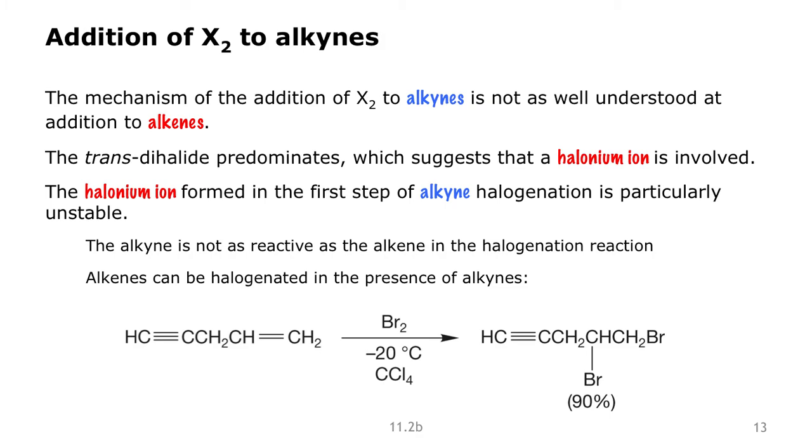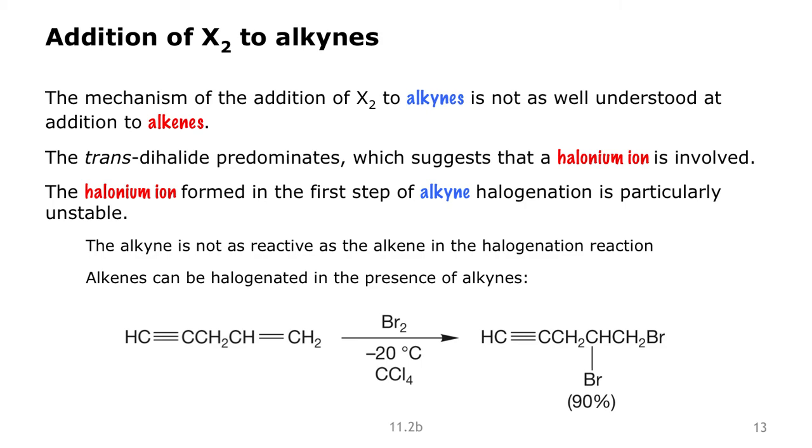Not only is the addition of halogen to alkynes less synthetically useful, it's also a bit of a puzzle for organic chemists. The mechanism of the addition is not well understood, even at this point. Trans dihalide predominates, which suggests that we get some halonium ion, but we get a significant amount of cis dihalide. So that suggests that perhaps a halonium ion isn't exactly what's involved. And for that matter, if you did form a halonium ion, there would be a double bond in that three-membered ring, and you would expect that to be particularly unstable and suffer from a great deal of angle strain.